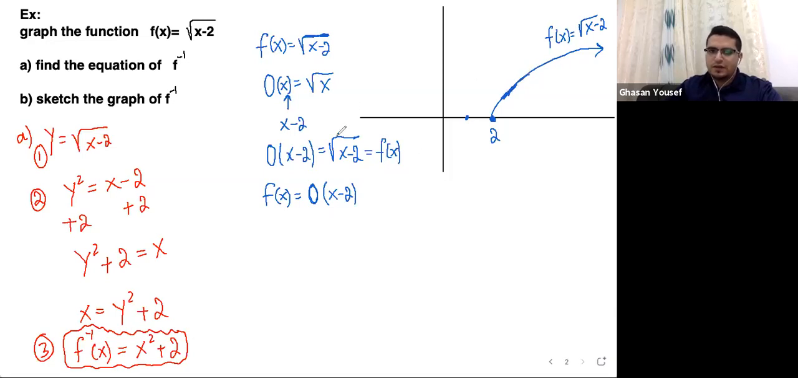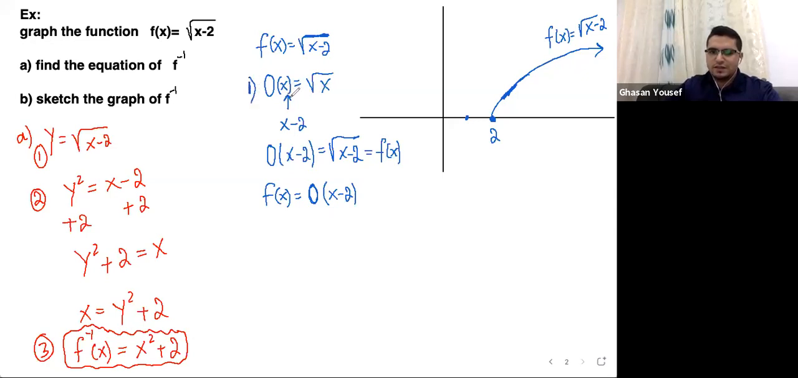Any question before we start graphing the f inverse? Any question for this? This is easy and simple. You just have to write f of x equals the square root. You should know what the original function is.